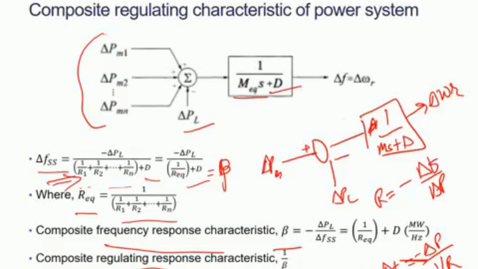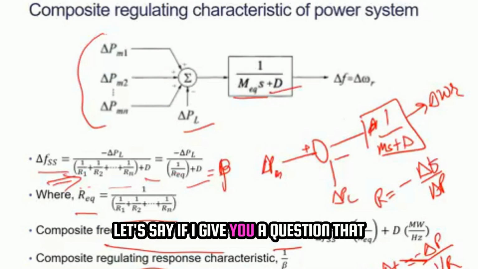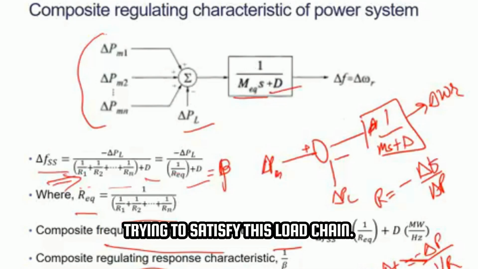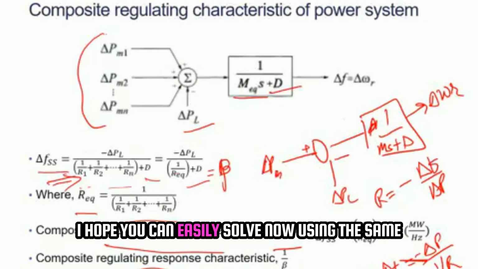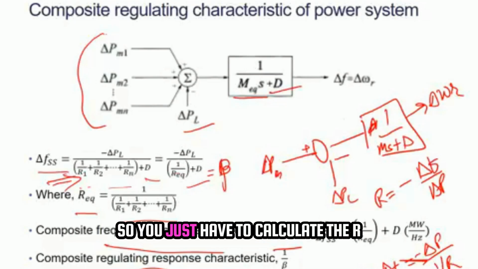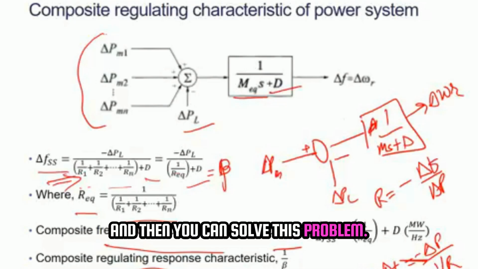So if, let's say, I give you a question where there are multiple generators trying to satisfy this load change, I hope you can easily solve it now using the same concept I have shown you before. You just have to calculate the R equivalent of all the generators, and then you can solve this problem.